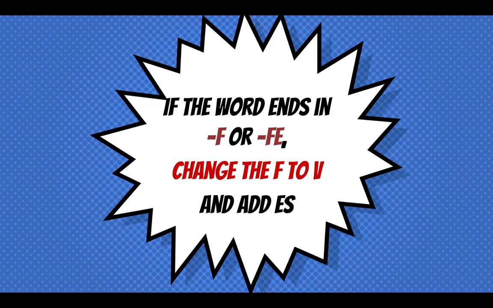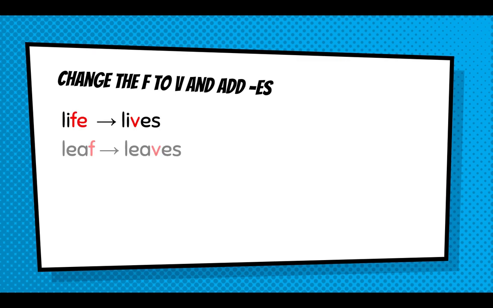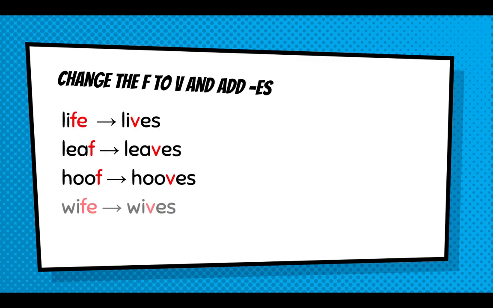For words that end in F or FE, that F is then going to change into a V and then we're going to add the ES. So as you can see in these words, the F is changing into a V before we add the ES.